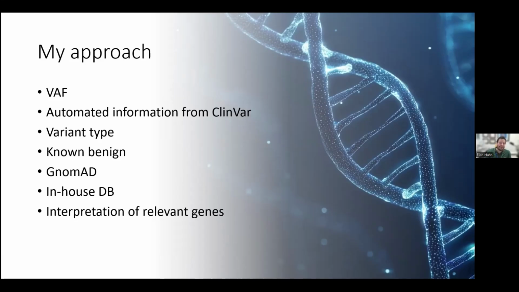Then I go on to see how many of these are known benign in public databases. I look in gnomAD, which is a population database, to see the minor allele frequency in the population at large. And if it's higher, then I'm more suspicious of those variant calls. I'll look in our in-house database to see if there's anything specific in-house that would cause a certain variant to come up more often, which would make me think it's more likely an artifact, if it's not clearly pathogenic. And then once I whittle it down, I interpret those relevant genes.